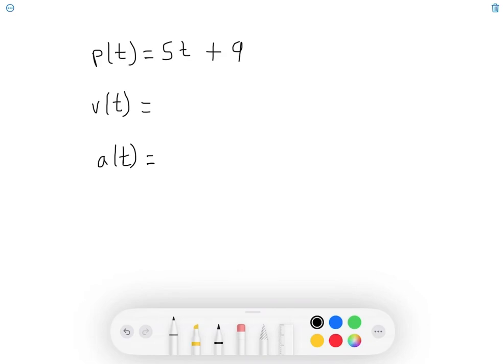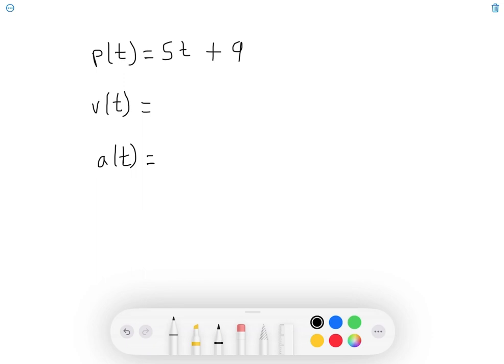Hello everyone, in this video I'm going to show you another example on calculating derivatives, but this time we're going to do it in a slightly different context. This time I'm going to apply derivative rules in some physics equations.